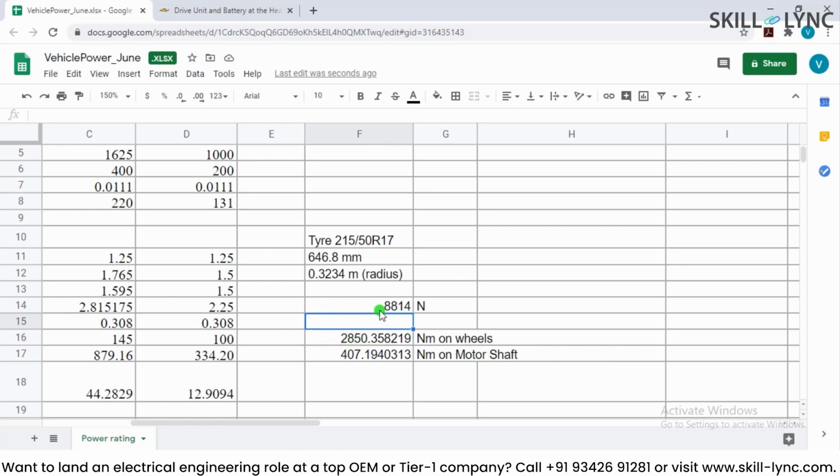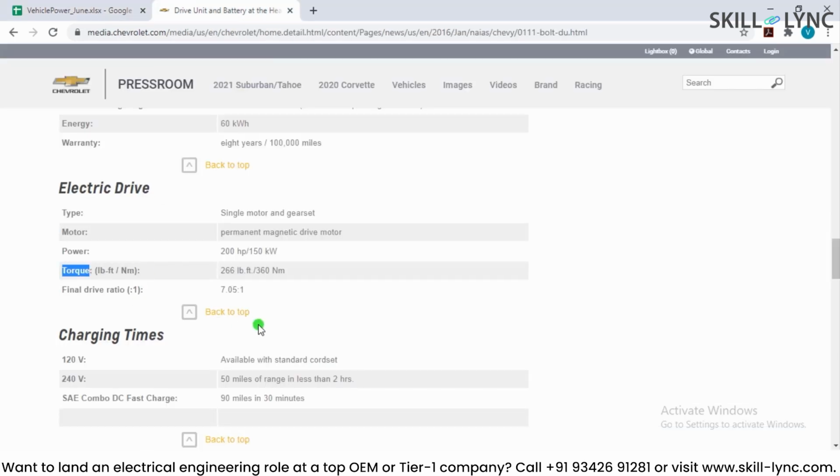If we assume that the force is this much and the radius is this, and if I consider the gearbox, so basically the gearbox is a reduction speed gearbox where the speed will be reduced and the torque will increase, right? So the torque on the wheels will be much higher than the torque available on the motor shaft, right? So therefore I am considering the final drive gear ratio, which is available from this specification as 7:1.